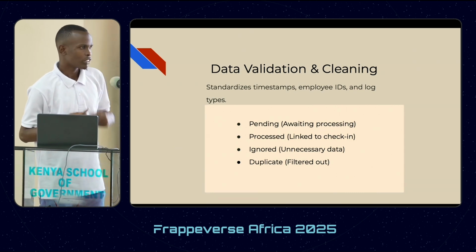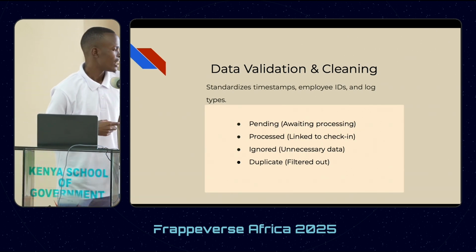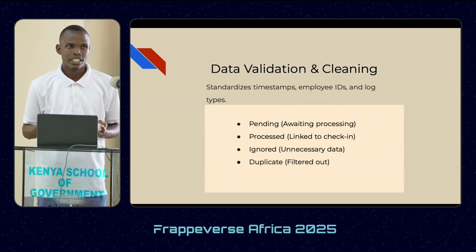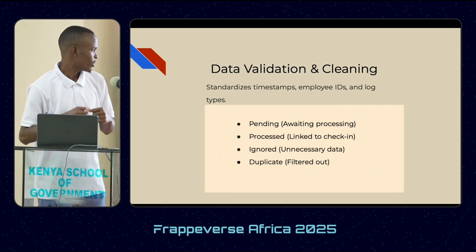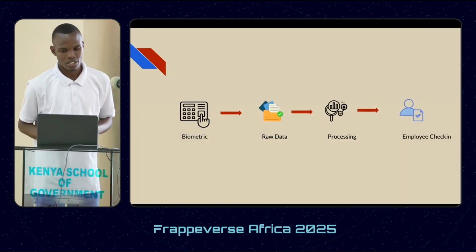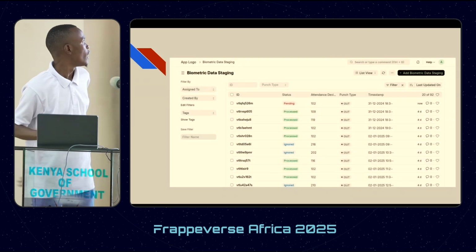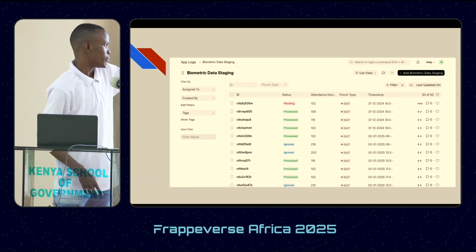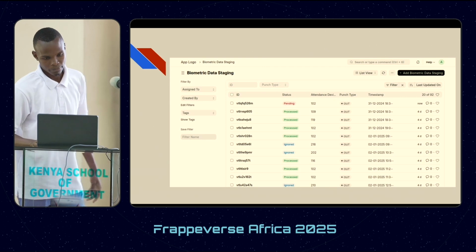Also, those that don't match any ID will be flagged as ignored, since they are unnecessary data. And if there is data with the same timestamp for the same ID recorded, only one of them will be taken and the others will be marked as duplicate. This is just the flow, how it all works. And this is our doc type, and this is how it handles various data from the biometric before and after being processed to the employee check-in.